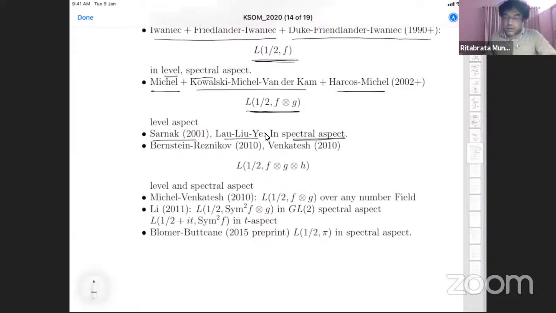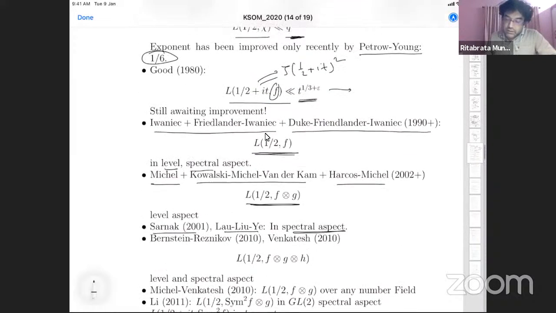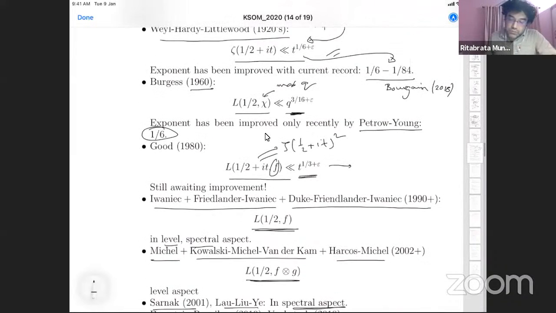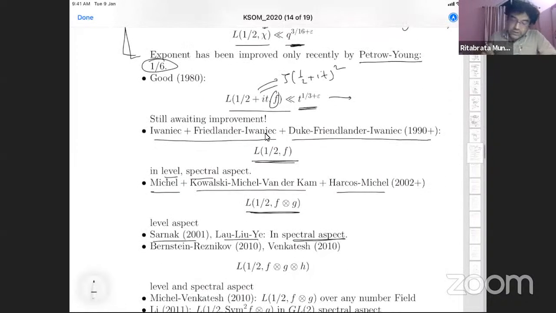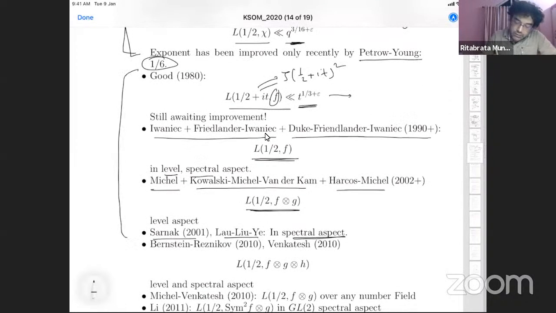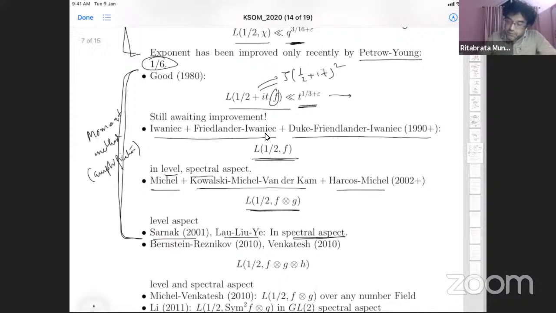All right, and the nice thing is that the method of Weil and Burgess was different. They were just looking at one L-function, and their goal was to get a bound for that individual L-function. From Good onwards up to Sarnak here, these are all based on what's called the moment method and amplification. So it's a completely different approach.